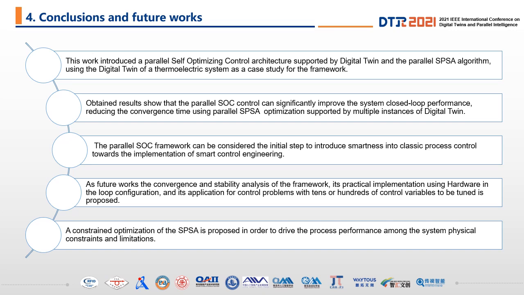So in that sense, the next step is the implementation and validation on a real prototype using hardware in the loop experimentation, and also on problems with more variables, like tens or hundreds of control variables and control parameters. Another future work will be to develop a constraining architecture in order to make the system satisfy some optimal desired conditions.